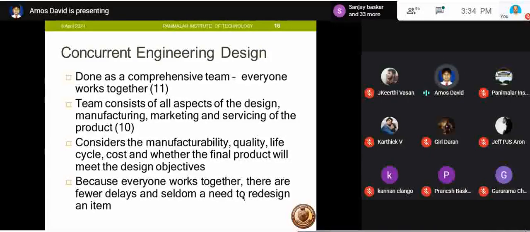So this is what they do, basically. They do concurrent engineering design. They don't go for the traditional approach. The traditional approach is something that is constant. There's not going to be any kind of failure during the traditional approach at all. But in concurrent engineering design, there might be huge failure, but the product can come out very, very fast.